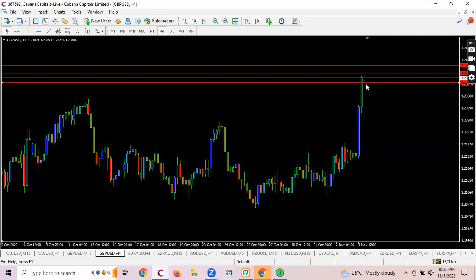So I wouldn't just jump in and start selling when the 4-hour candle closes below this low. I would wait for price to pull back into that fair value gap or an order block before I would sell. I hope you get that.